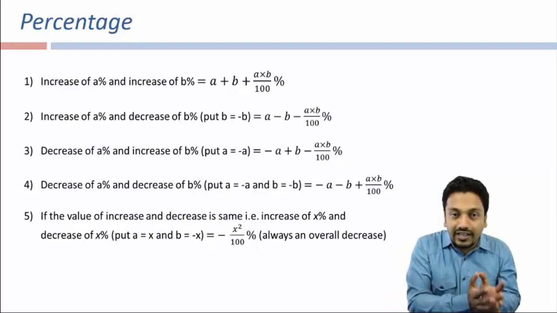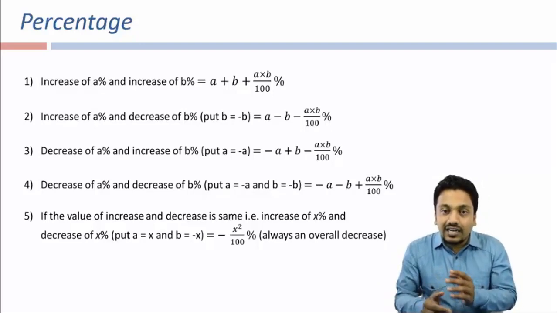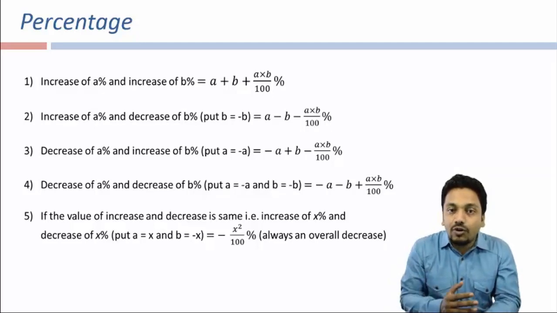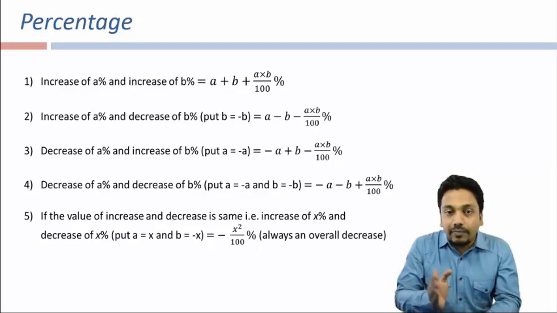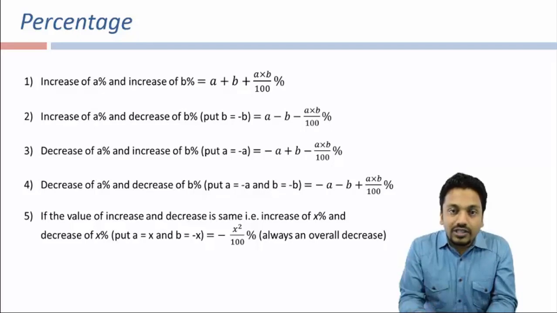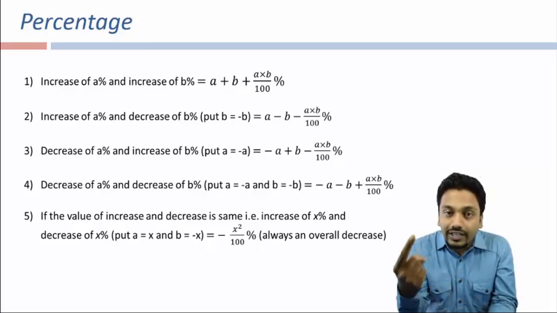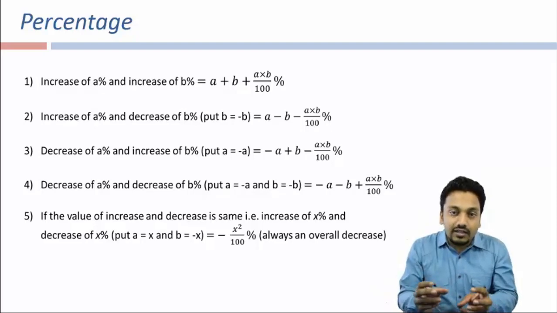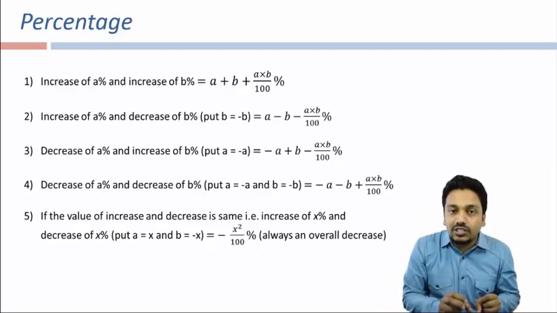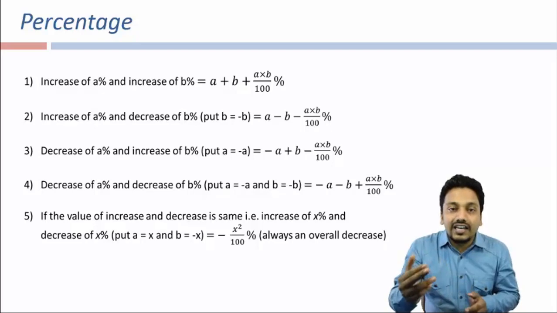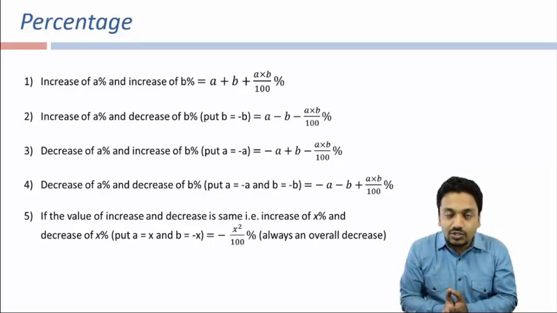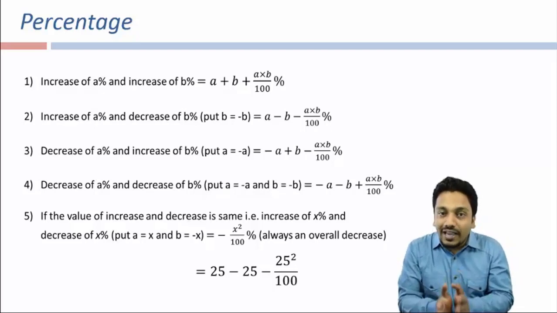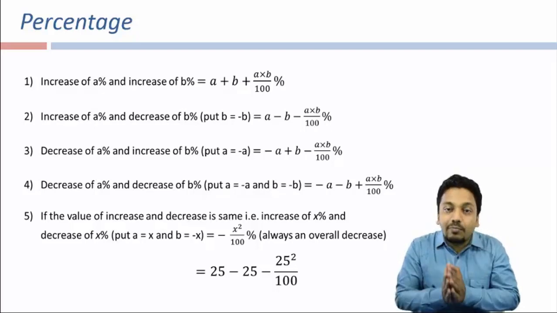If I have an increase first and then a decrease, I'll replace the second value by the negative of that value. So I'll get the formula as A minus B minus AB upon 100. So in the previous question, I had an increase of 25% and then a decrease of 25%. So point number 5 will apply to this situation, when the increase and decrease were of the same percentage. So my answer would be 25 minus 25 minus 25 square upon 100.